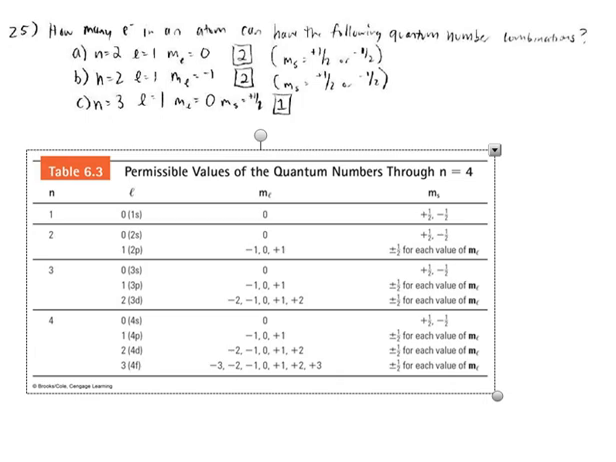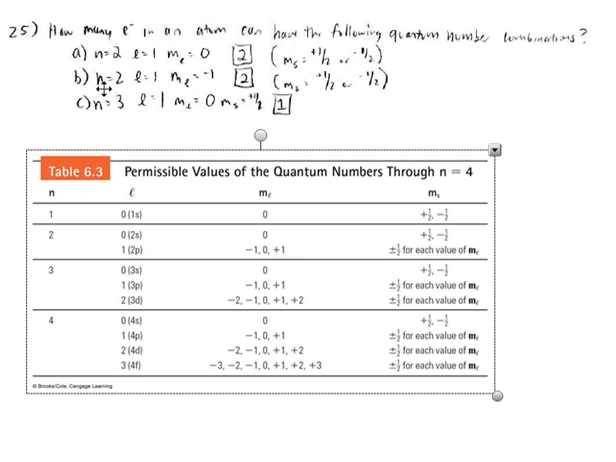In this particular problem, you're asked to find how many electrons in a given atom can have the following quantum number combinations. So if n equals 2 and L equals 1 and m sub L equals 0, there's a possibility for 2 electrons to have that combination of quantum numbers, one electron with a spin of plus a half and one electron with a spin of minus a half.